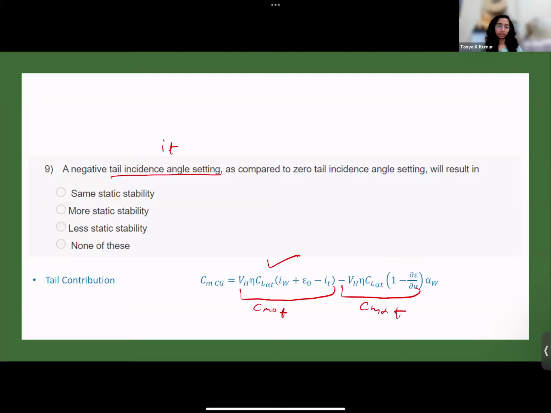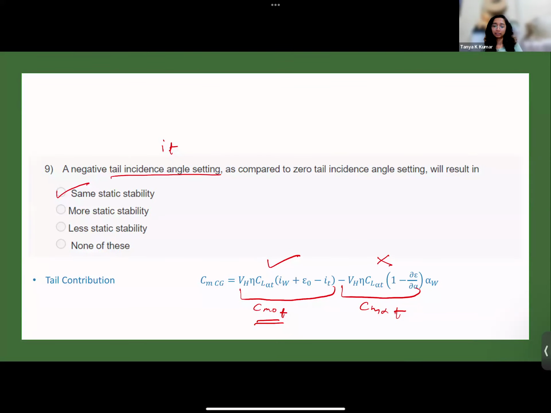So both 2 and 3 are the wrong answers. The tail setting angle IT only comes in CM naught. CM naught does not affect your stability in any way. I think I've stressed this enough. CM alpha is the only criterion for longitudinal static stability, and IT is coming nowhere in this term. So IT does not change the stability of the aircraft. Same static stability.